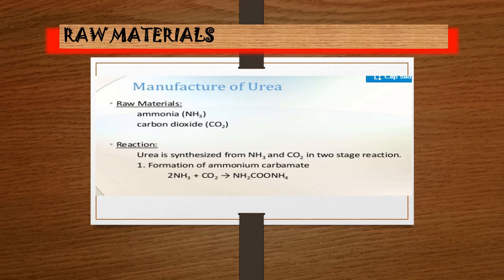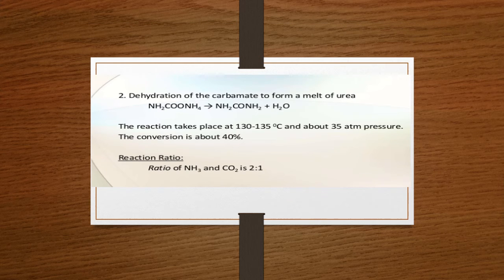What is the formula of ammonium carbamate? Here it is: NH2 C double bond O O NH4. The compound formed is unstable, and moisture is absorbed in this compound. So in the next stage, we dehydrate it. Hydration means water; dehydration means the removal of water molecules from the ammonium carbamate.